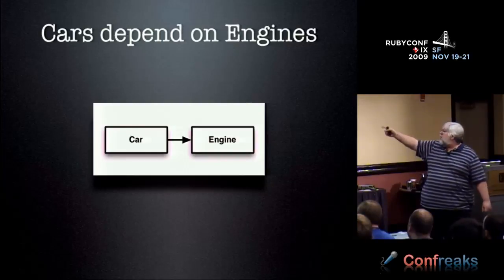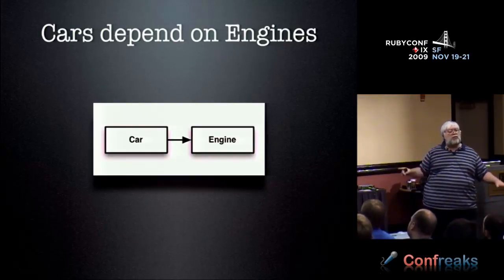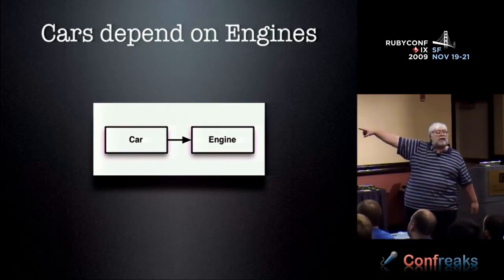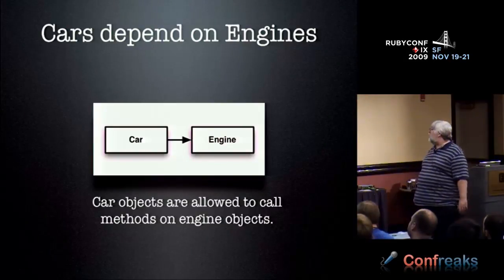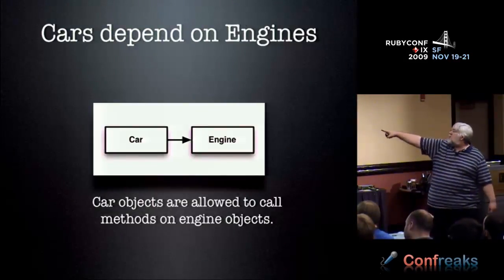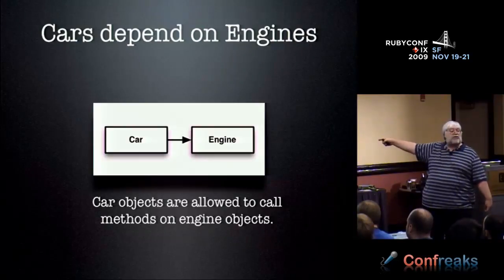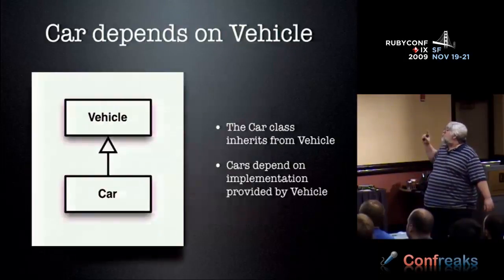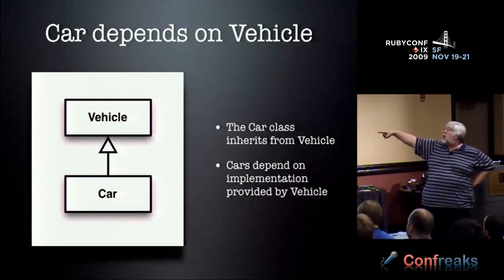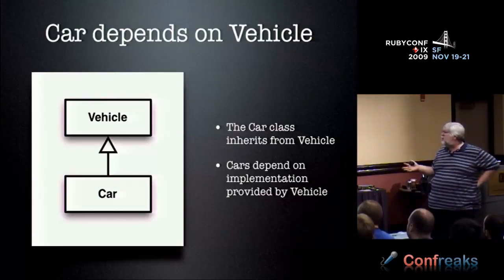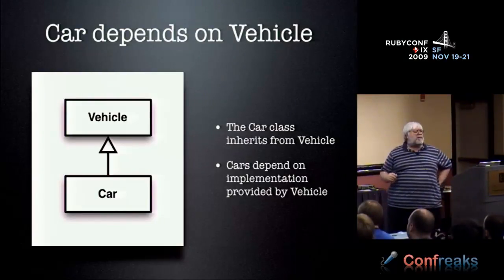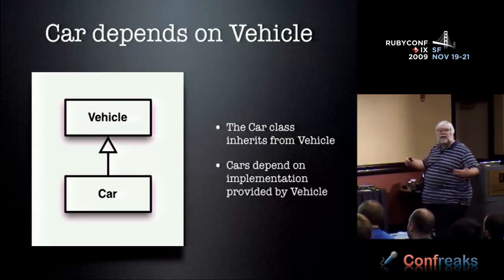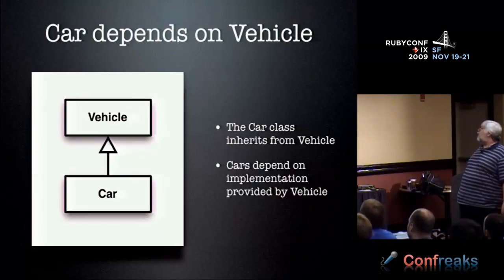And we denote that in UML-like diagrams by an arrow. Arrows in UML always point in the direction of a dependency. So this is a using kind of dependency. This arrow means that car objects are allowed to call methods on engine objects. An engine object will not call anything on a car because it doesn't know about a car. There's also an inheritance type of dependency, also an arrow but a different style. But it is also a dependency: since the car object inherits from vehicle, it depends upon vehicle existing. So this is another kind of dependency, again denoted by an arrow.